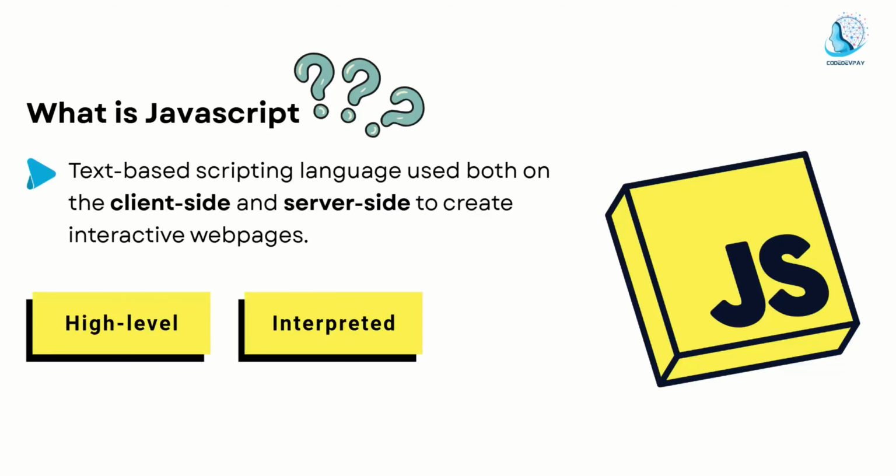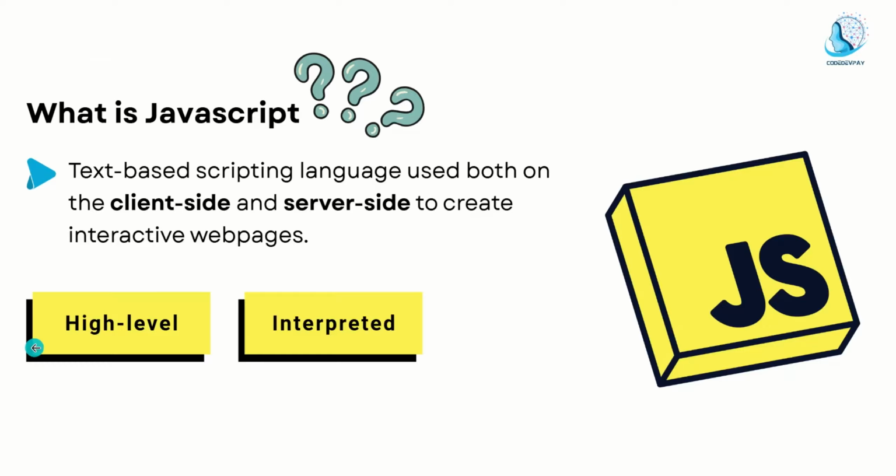Now, what is JavaScript? JavaScript is a text-based scripting language used on both the client side and the server side to create interactive web pages. So with the client side, JavaScript is able to run on the user's device, which is basically the web browser, on your mobile phone, your desktop, or the laptop. With the server side, JavaScript is able to run on the remote server. So this is basically a computer which has been set aside to host websites.